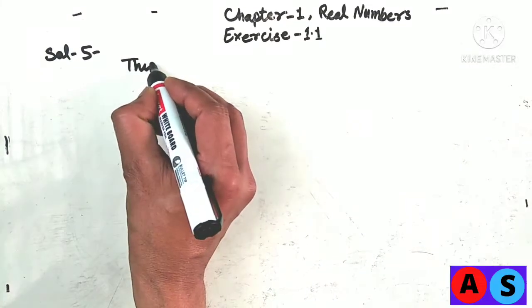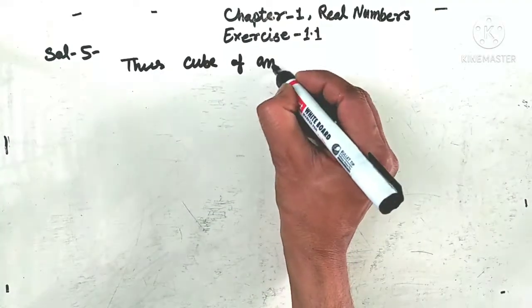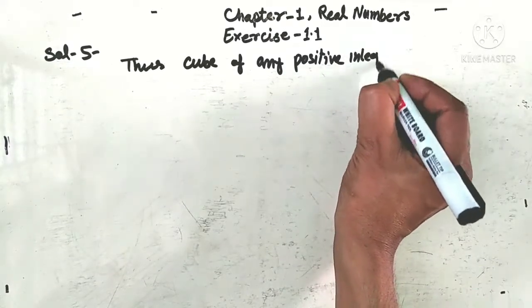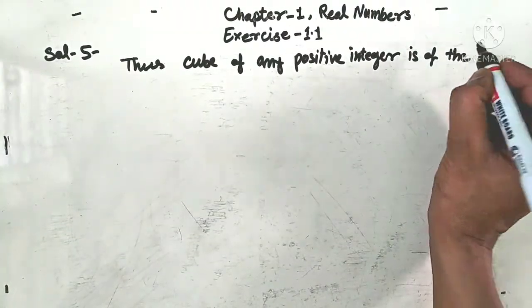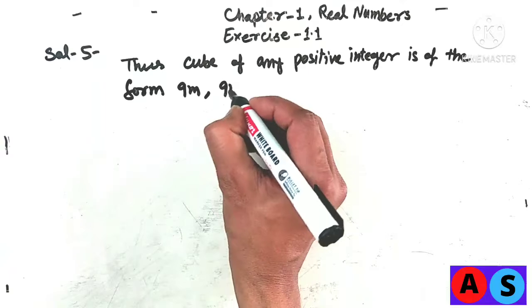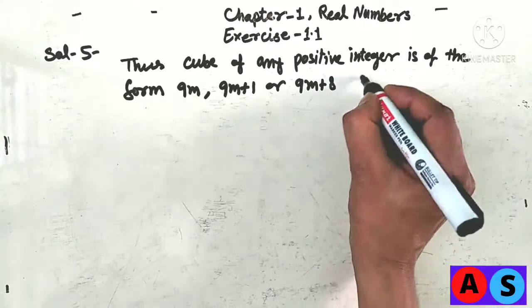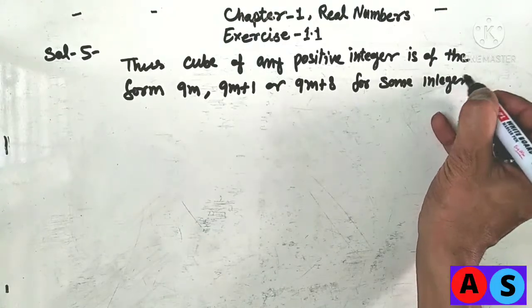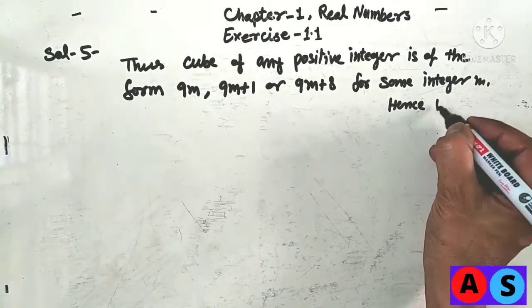Thus we can write that the cube of any positive integer is of the form 9m plus 1 or 9m plus 8 for some integer m. Hence proved.